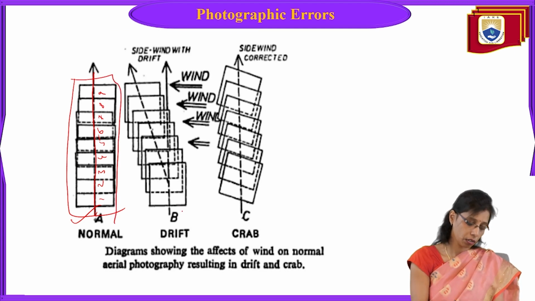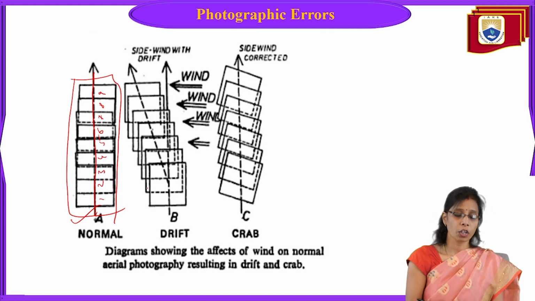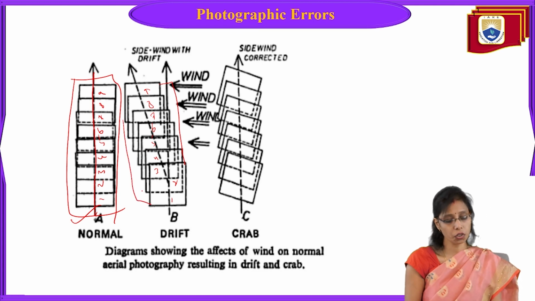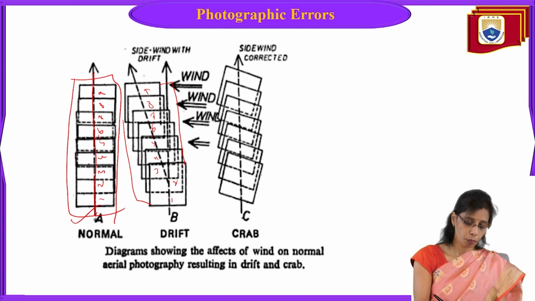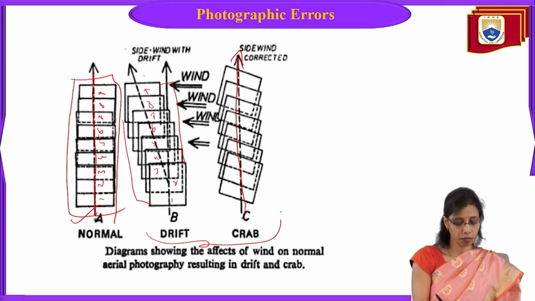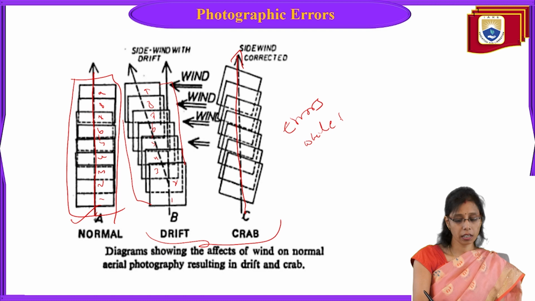Now see drift, as I was explaining in the previous one. Due to wind, what happens? This is photo 1, 2, 3, 4, 5, 6, 7, 8, 9. You can see here this area is unmapped, this area is unmapped. This is a huge error, as the area which was decided to be mapped is not mapped properly, due to the wind and weather conditions. Now the crab angle, as I told you: if the flight line direction is straight, it will go to the other side. So these are the two errors we come across while taking the photos.